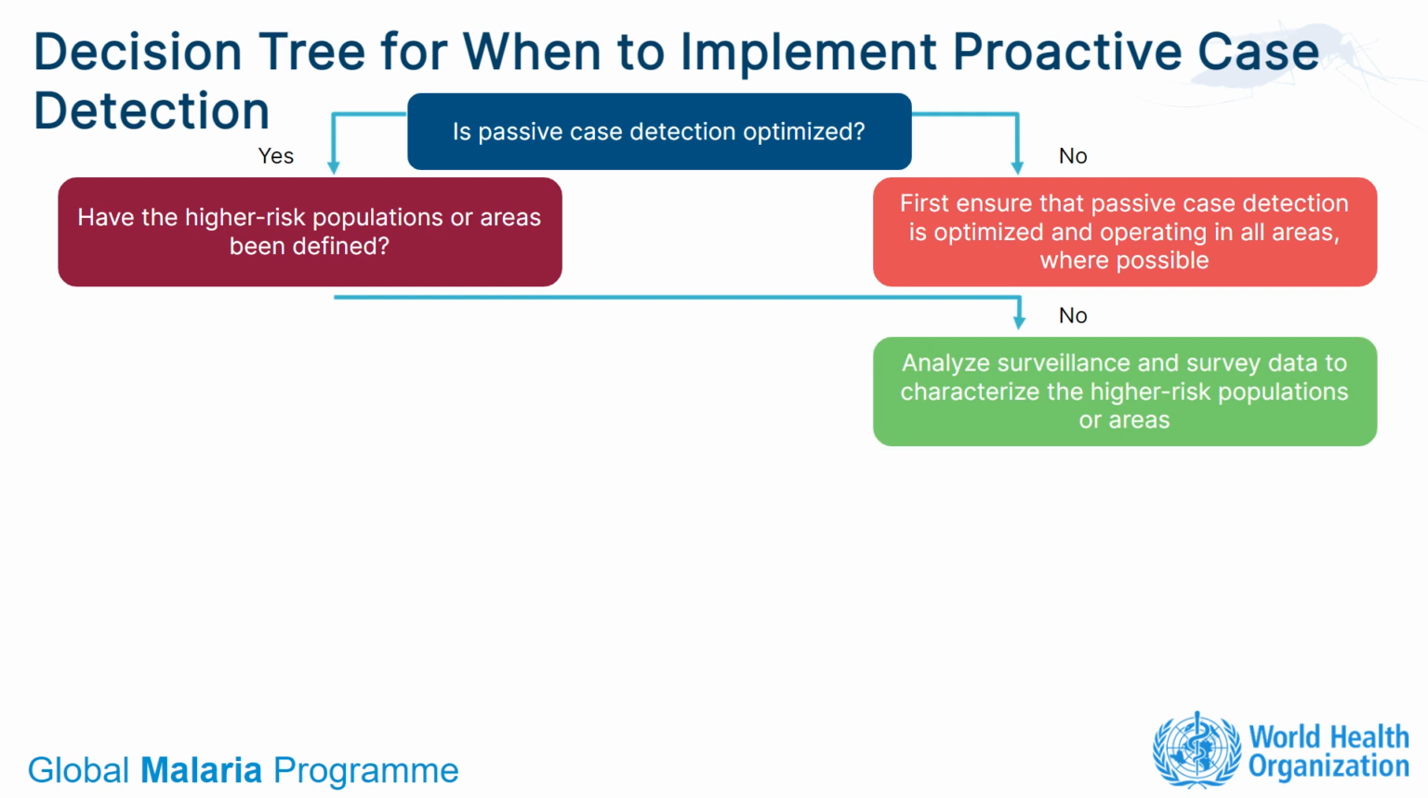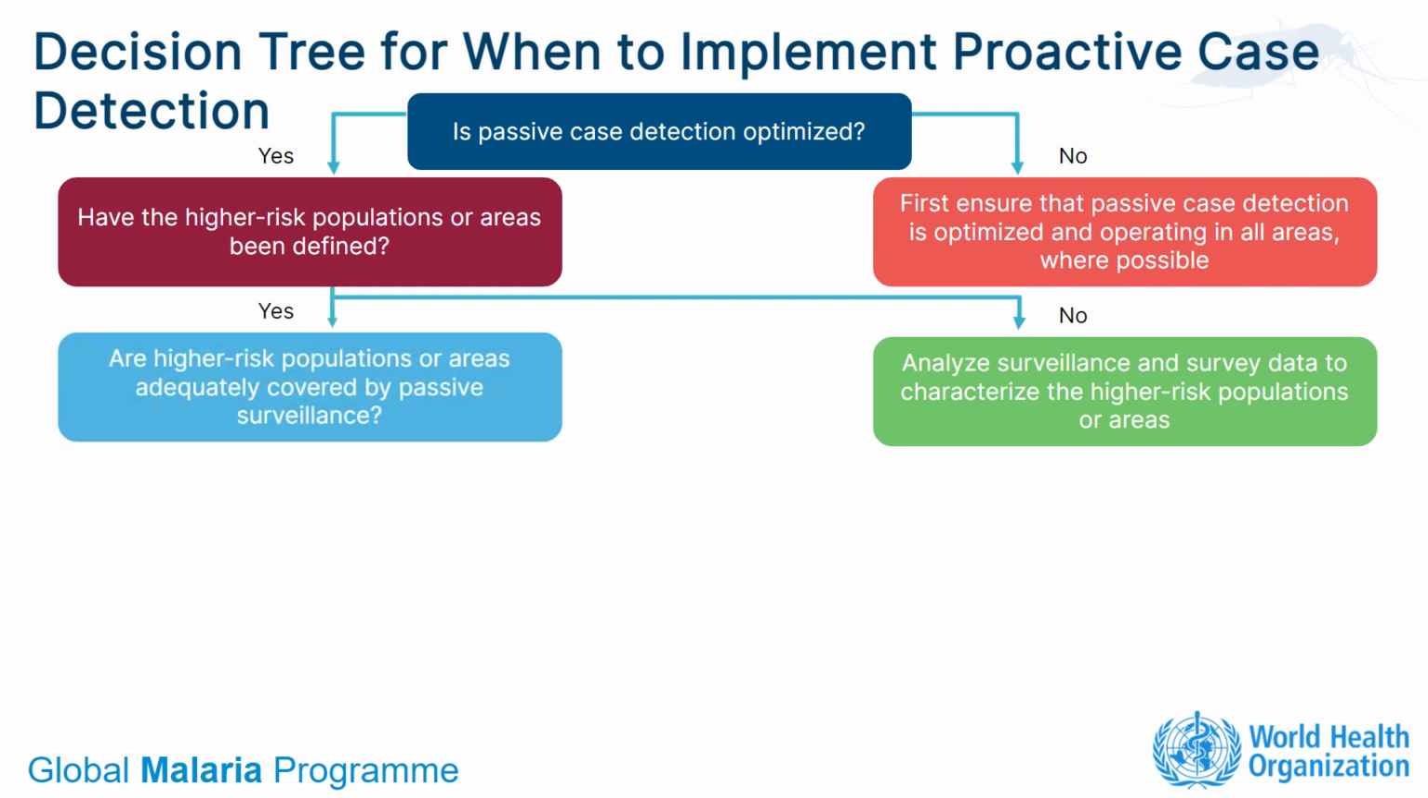These could be mobile and migrant populations, plantation workers, miners, persons engaged in illegal activities, residents of border areas, or marginalized populations. The country should assess whether or not there is good coverage and use of passive surveillance in these areas. One reason there could be poor use of passive surveillance is if the area has a large number of afebrile or minimally symptomatic cases.